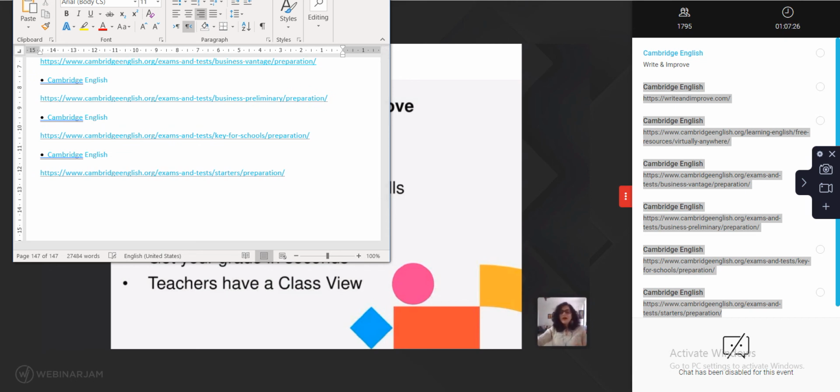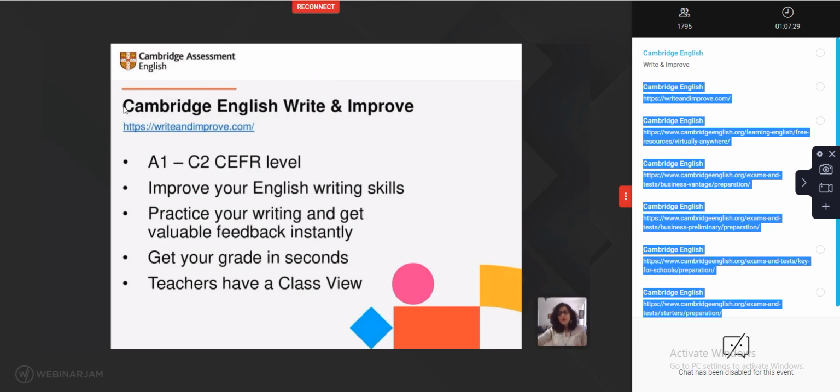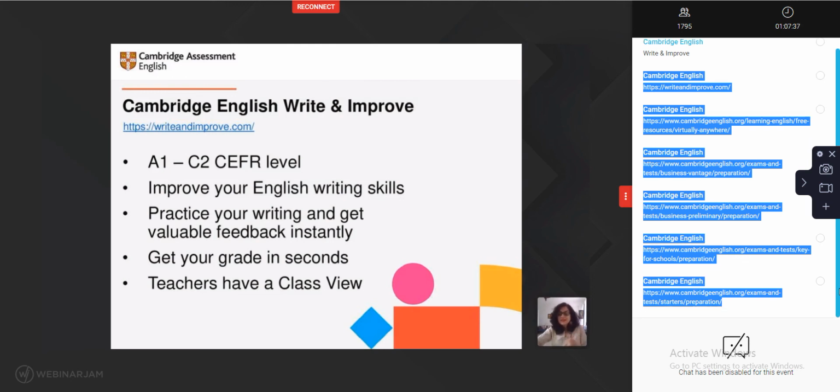A significant benefit or upside of these tasks is that students get instant feedback, and they understand their marks, they understand the way they are being assessed, and that assessment is again in sync with the international assessment criteria which Cambridge English exams follow.